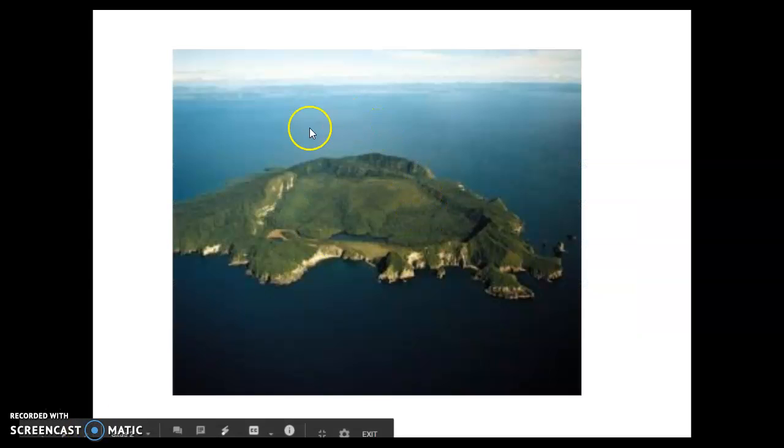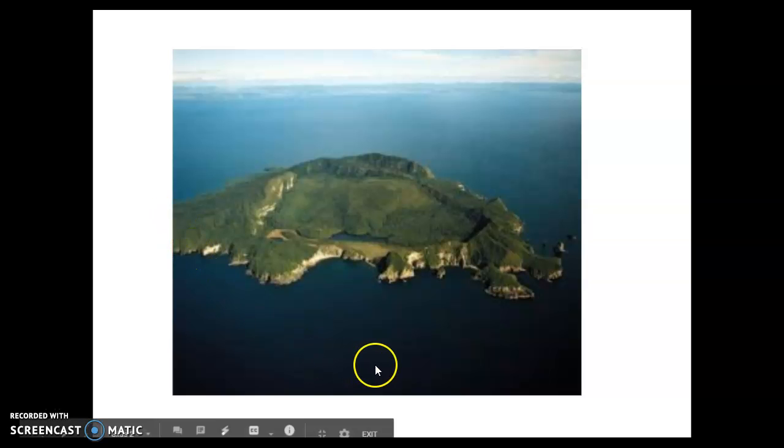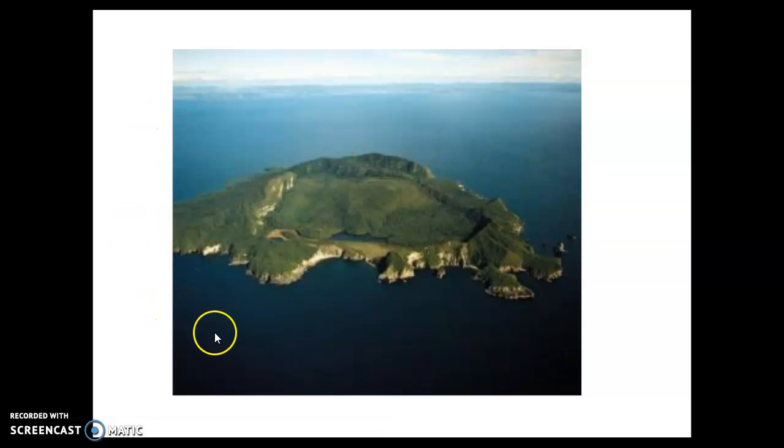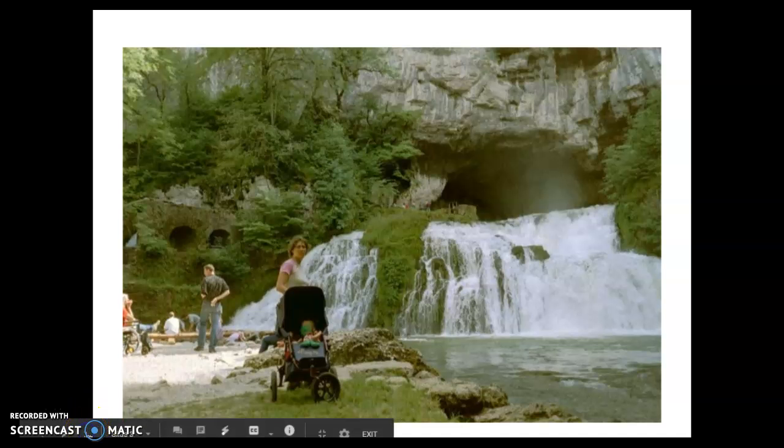Okay, I'm going to give you the definition because we've kind of talked about it. So this is a piece of land that has water all the way around it, not just three sides, but all the way around it. So think about what that is, and that would be called an island.